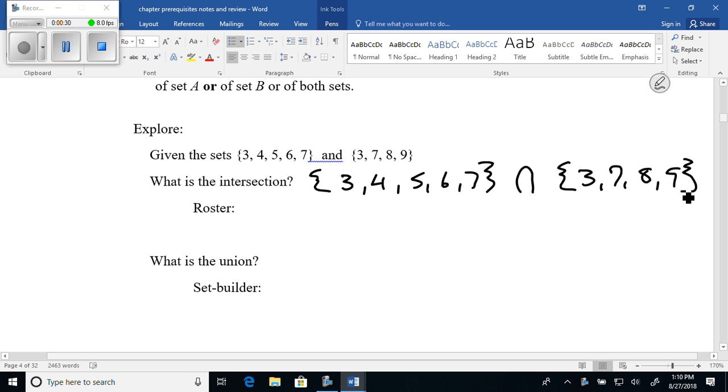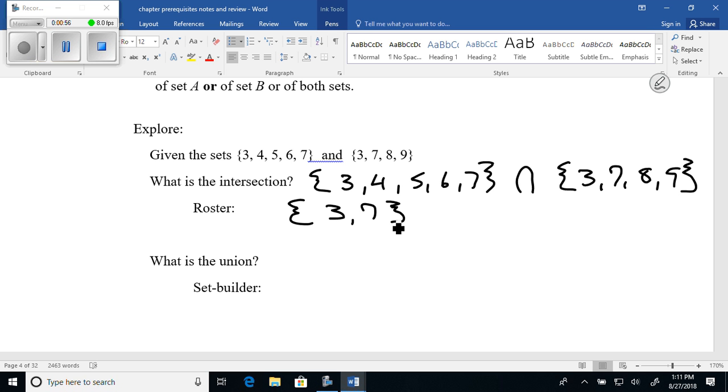How do we write that? Brace, not bracket. 3 and 7. Roster just means you list them out. Is the 3 and the 7 the intersection? That's the answer, yes. She's replaced the "and" with the intersection.